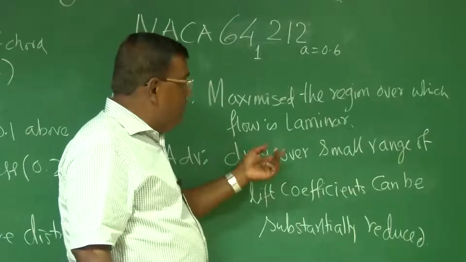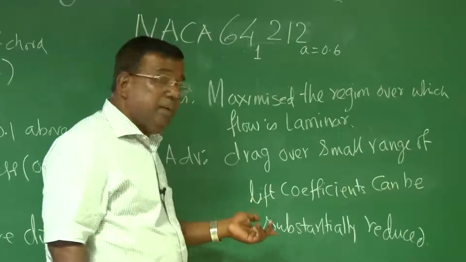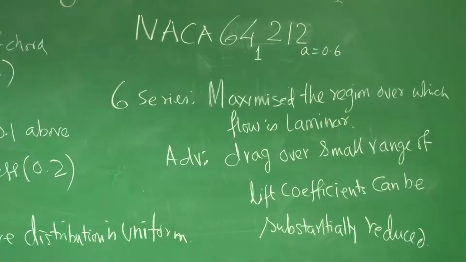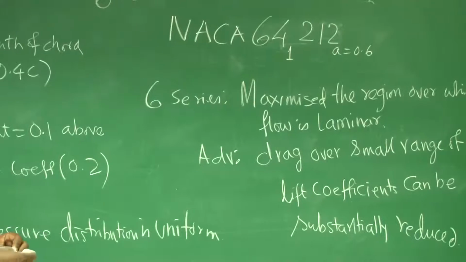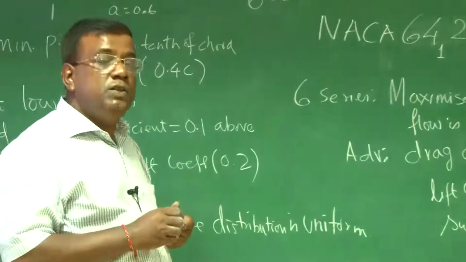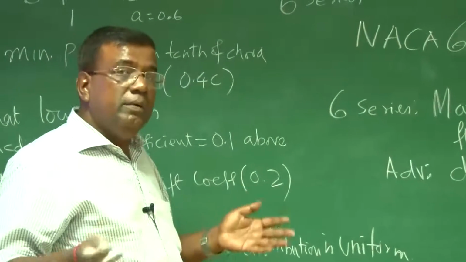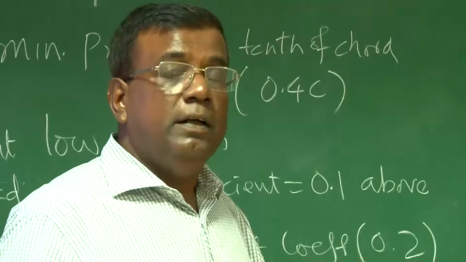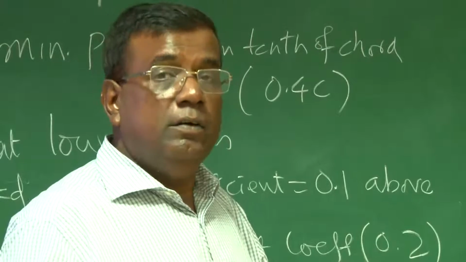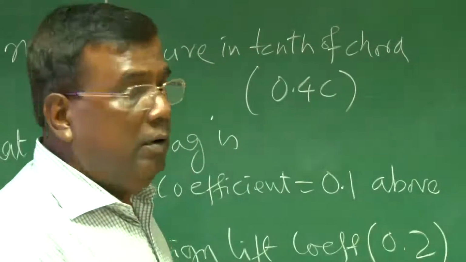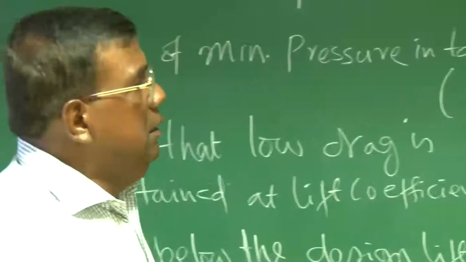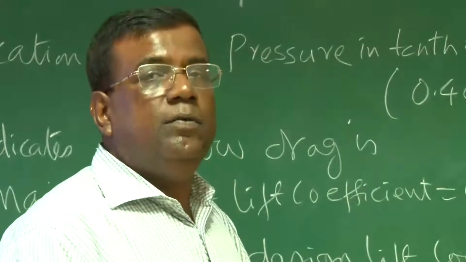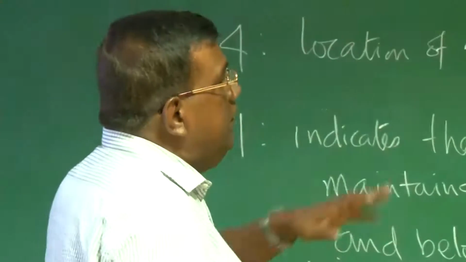Advantage: the drag over a small region of lift coefficient can be substantially reduced, because laminar will give reduced drag. But I have been telling you the word of caution: manufacturing becomes a challenge, one has to be very particular, and maintenance of the surface of the wing is also very, very important. In fact, cleanliness of the surface is also a challenge, and one has to be particular about it, because slight impurities or foreign elements sitting on the wing may turn the flow into a turbulent flow. Right. So that was all about 6.